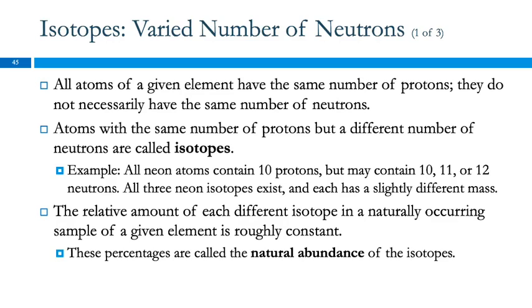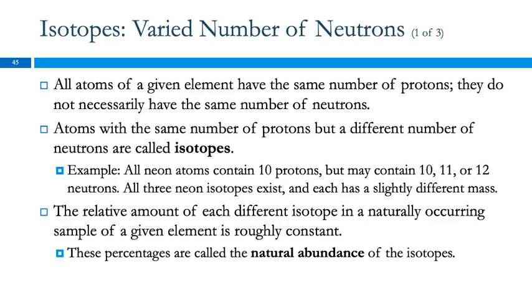So all of the atoms in a given element have the same number of protons, but the number of neutrons can be a little bit different. So if we have atoms with the same number of protons, but they have different numbers of neutrons, those are called isotopes. The example here is neon. All neon atoms contain 10 protons, but some of them have 10 neutrons, some have 11, and some have 12 neutrons. So there are 3 different isotopes for neon, because the mass depends mostly on those 2 massive particles, relatively speaking, the proton and the neutron. If the number of neutrons is different, then the mass will be slightly different.